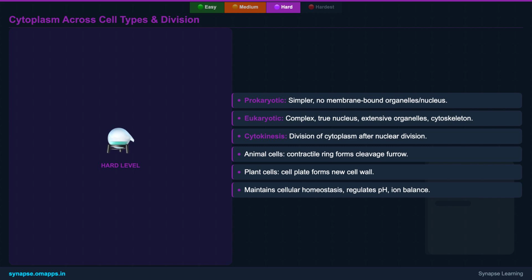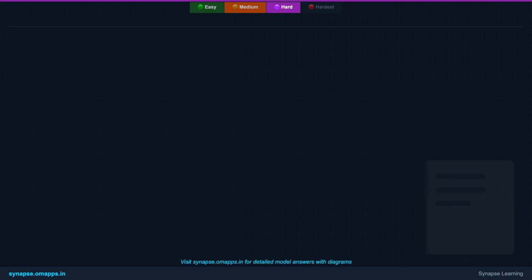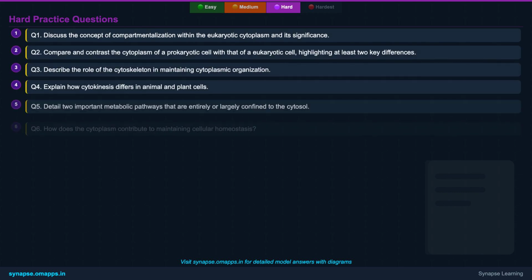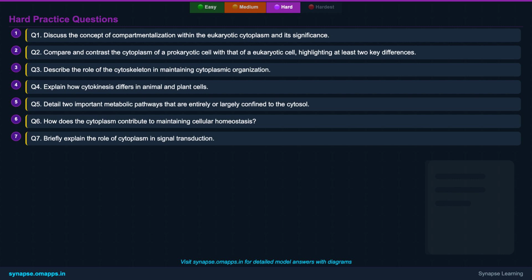In animal cells, a contractile ring pinches the cell in two, forming a cleavage furrow. In plant cells, a cell plate forms in the middle, creating a new cell wall. The cytoplasm also crucially maintains cellular homeostasis, regulating pH, ion concentrations, and in plant cells, contributing to turgor pressure for structural support. Excellent work! Now, let's solidify your understanding with these hard-level questions.